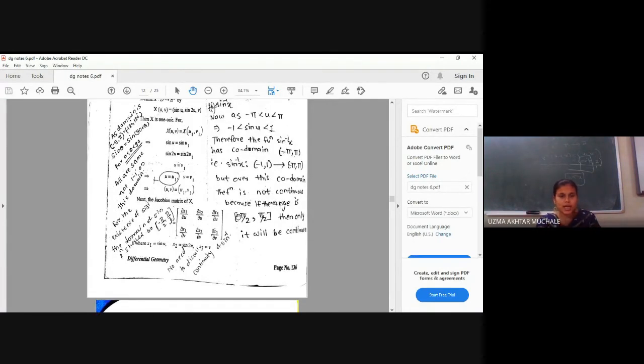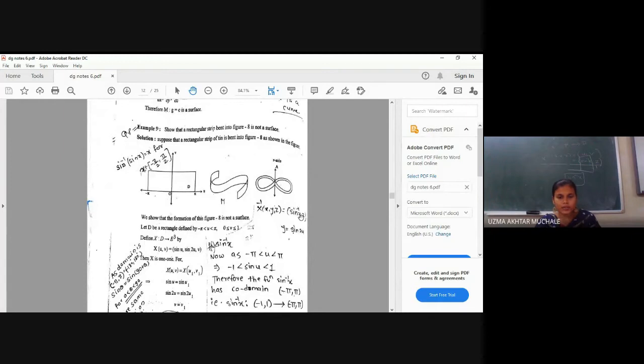And we have discussed in the last lecture, it is one-one and regular, but it is not continuous. Okay, why is it not continuous? Because it is a coordinate function, that is sine inverse of x is not continuous.